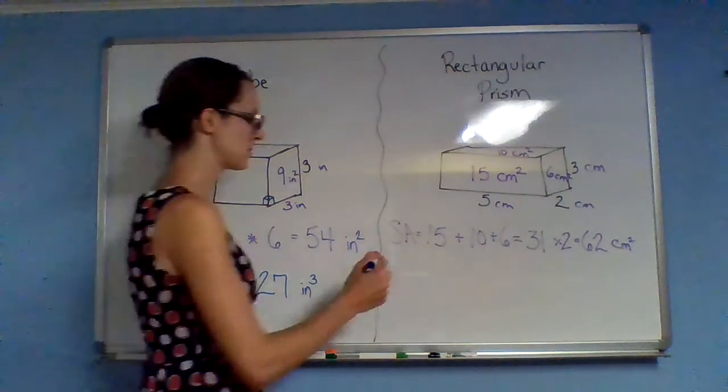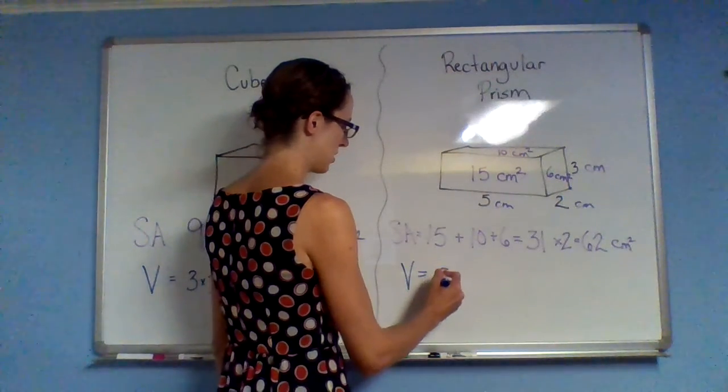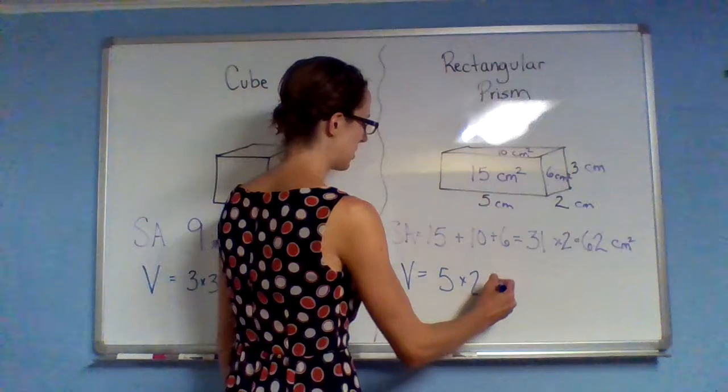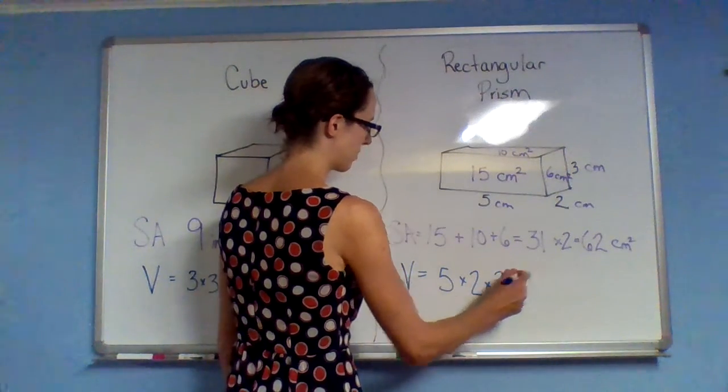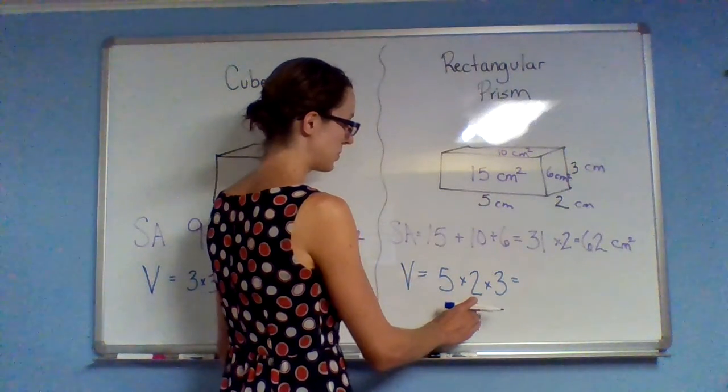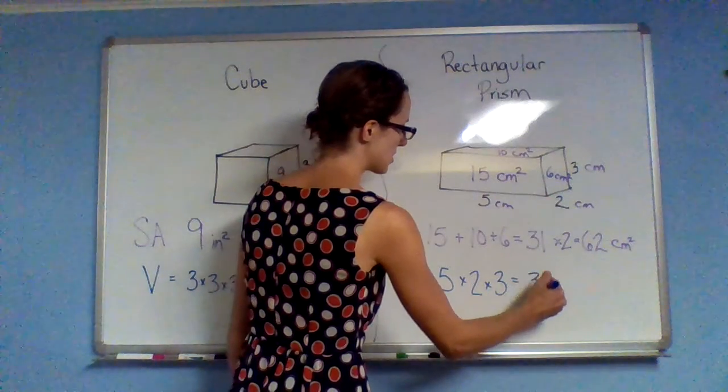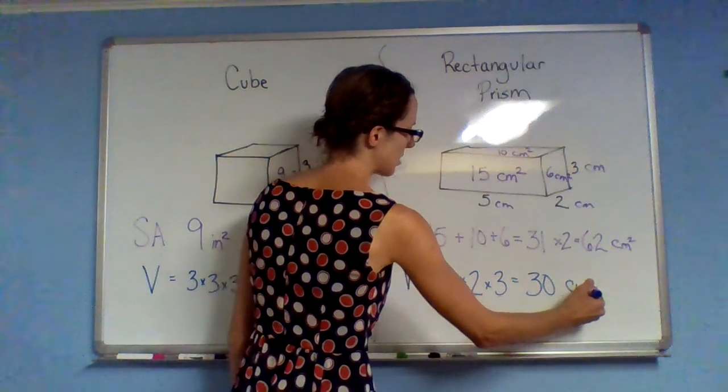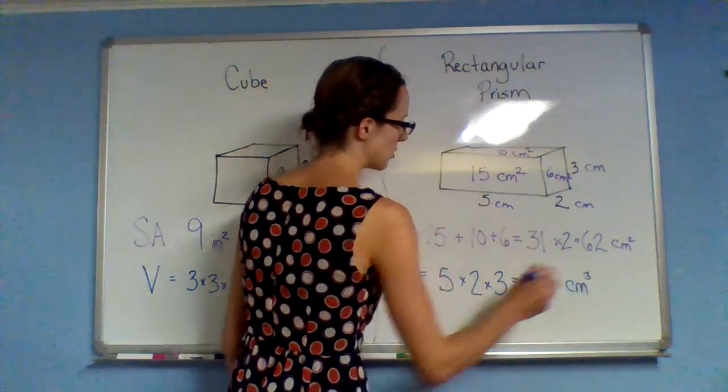For this one, I would do the same thing. Length times width times height. 5 times 2 is 10, times 3 is 30. In this case, centimeters cubed.